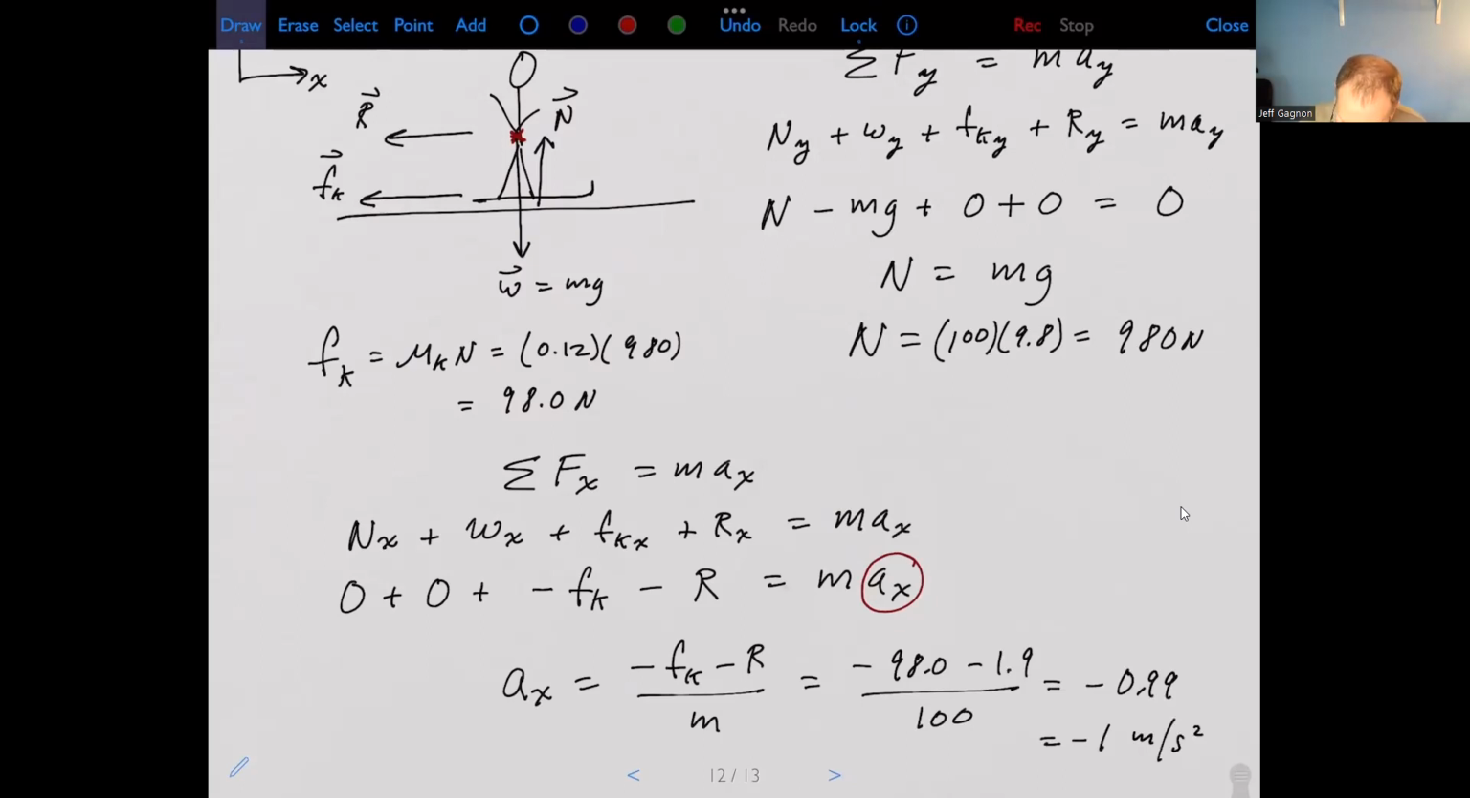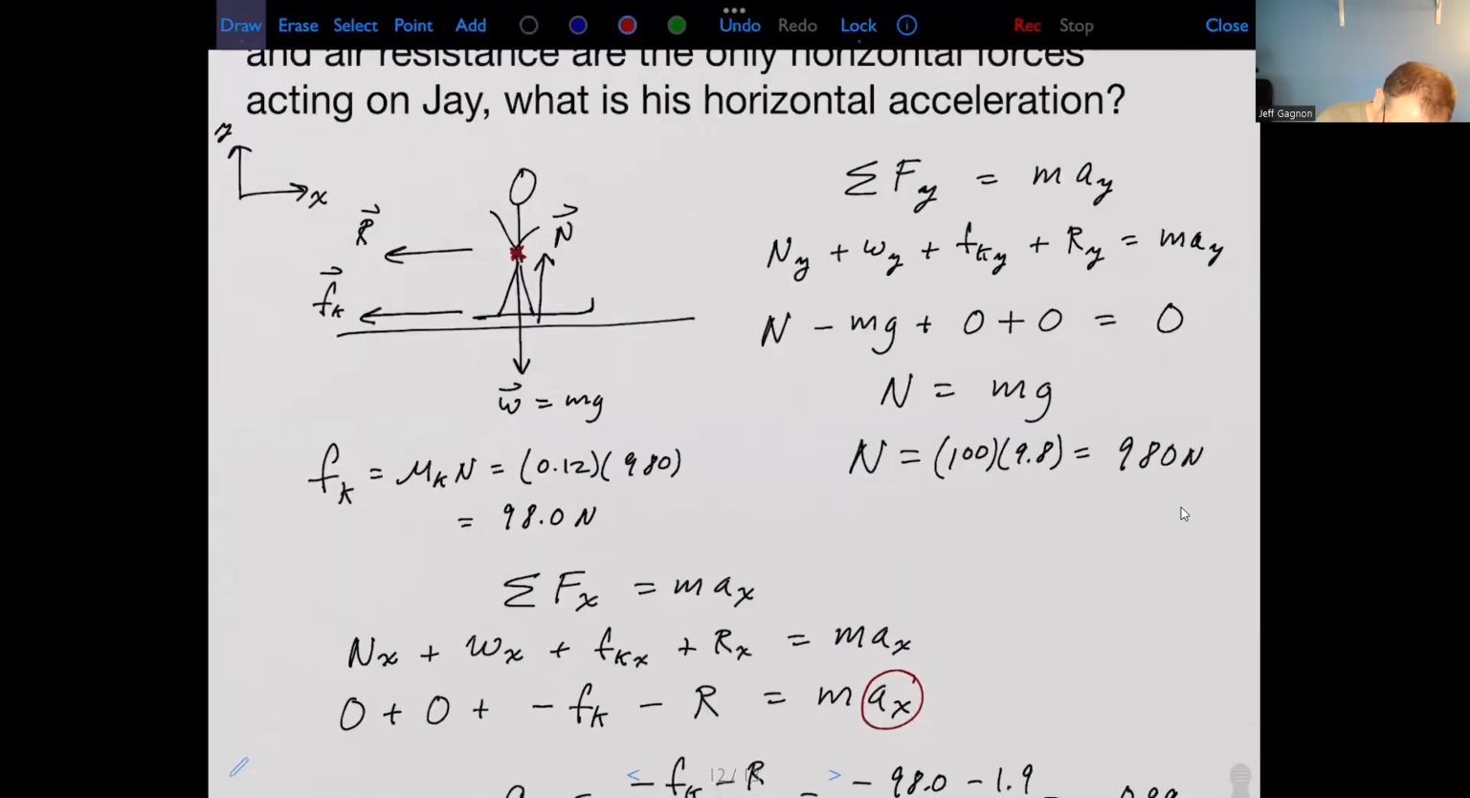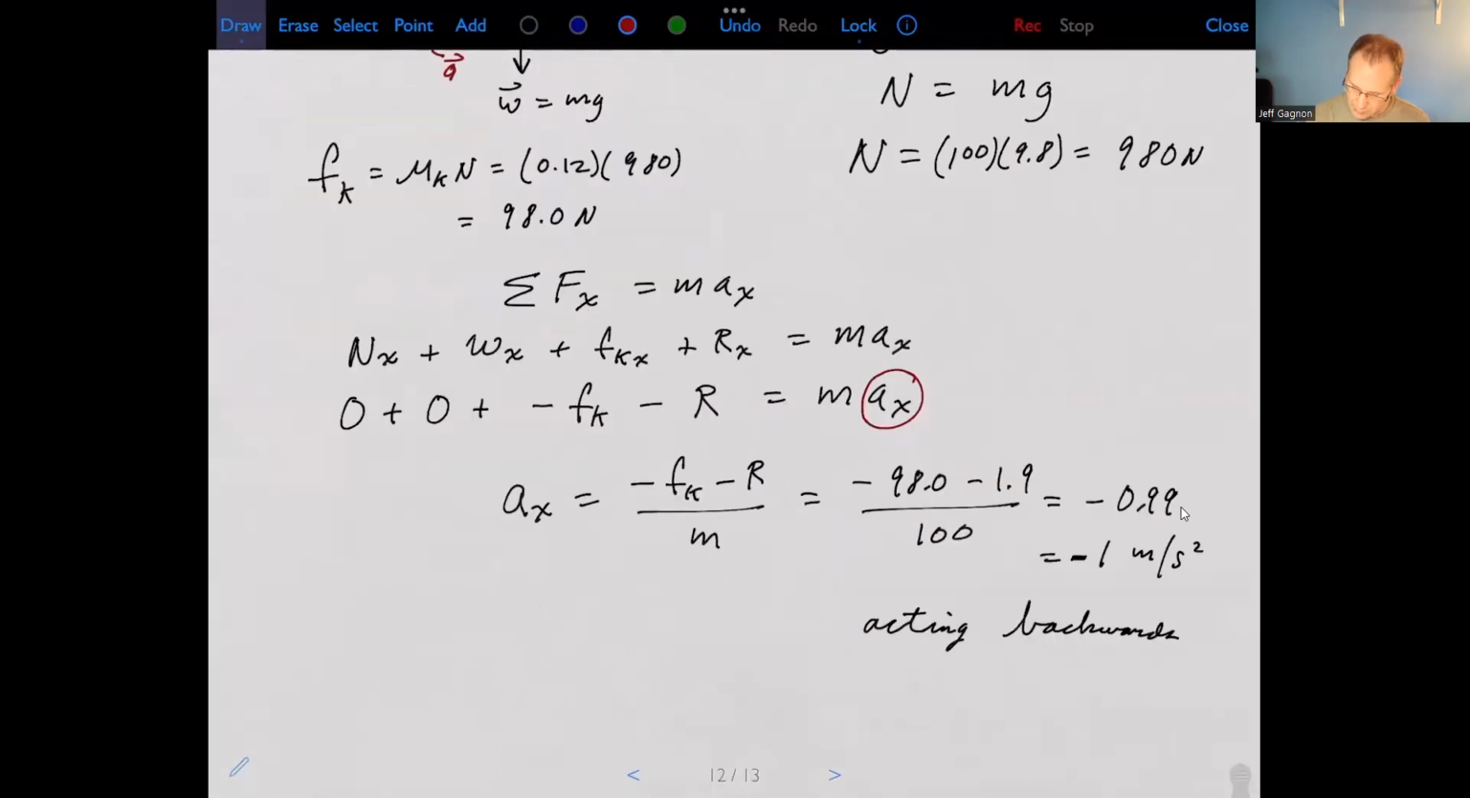And it has a direction. What's the direction? Acting backwards, acting south, I guess, in this case. I'll just say backwards. Acting in the negative x direction, that's what the negative tells us. And that makes sense, because the air resistance and the kinetic frictional force are slowing J down, so they're acting in the negative x direction. All right, so that's our answer: negative 1 meters per second squared for the acceleration.